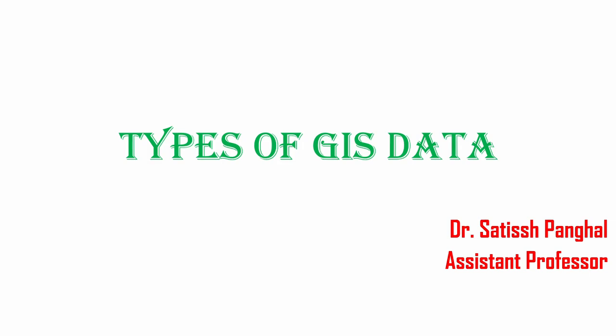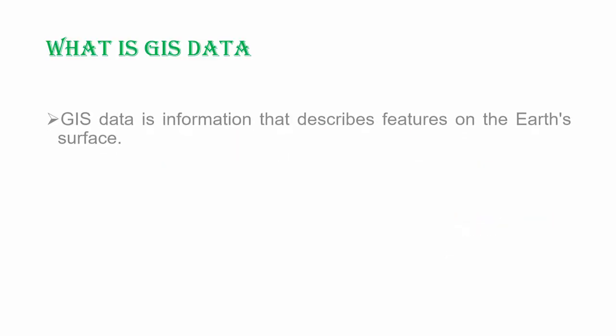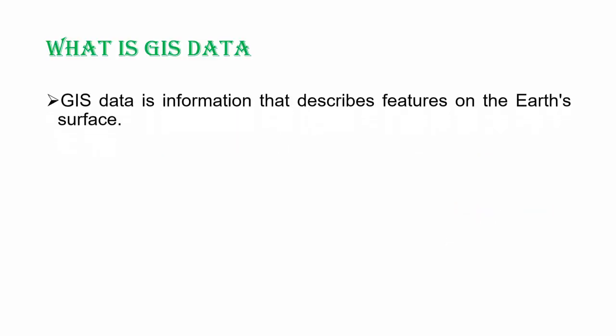In the previous lecture, we discussed the GIS concept. In this tutorial, I will discuss types of GIS data. What is GIS data? GIS data is the information that describes features on the Earth's surface.